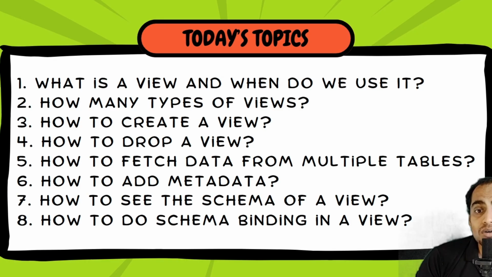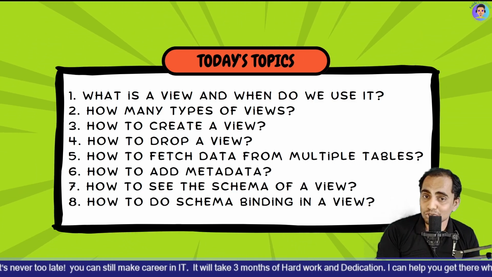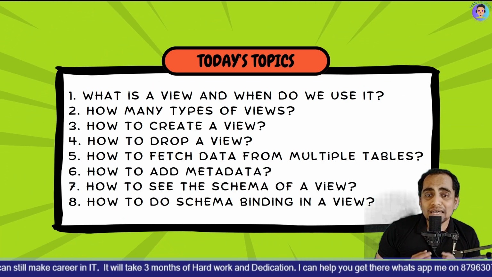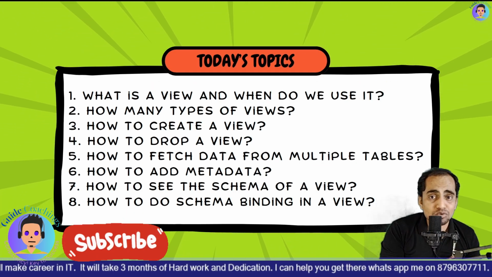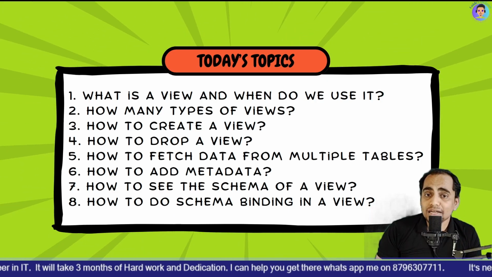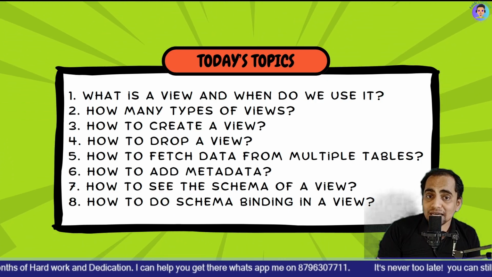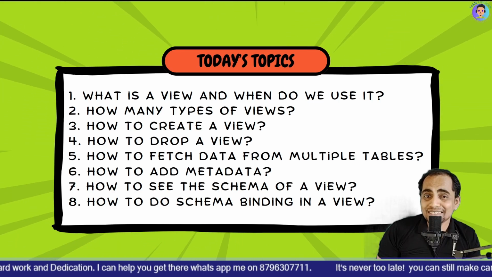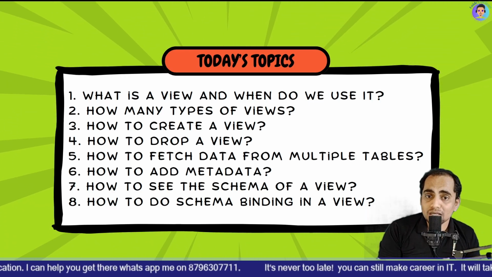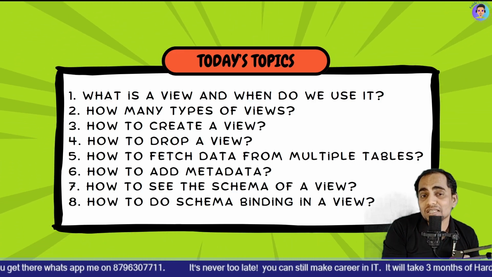The first is what is a view and when do we use it? That is the most important question. The second is how many types of views. The third is how to create a view. Next is how do we drop a view. The next is how to fetch data from multiple tables and use views, how to add metadata, and the last two are the most important, that is how to see the schema of a view and how to do schema binding in a view. So let's get started with the burning question first.